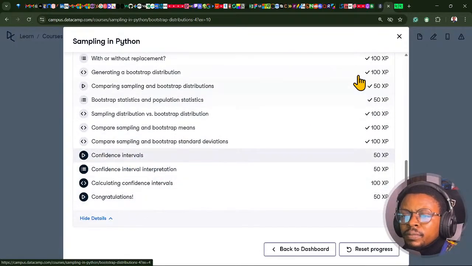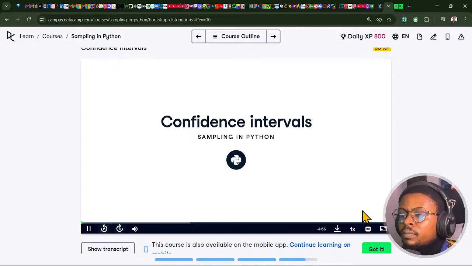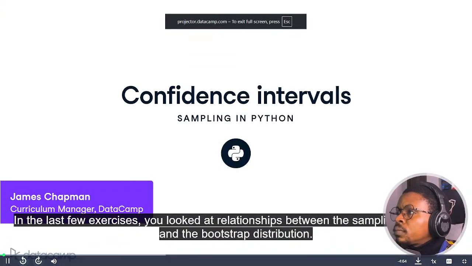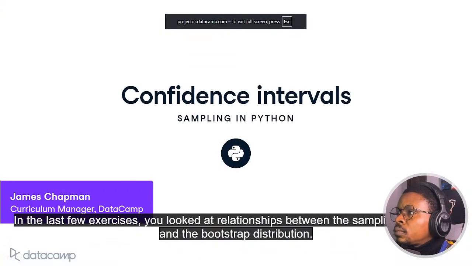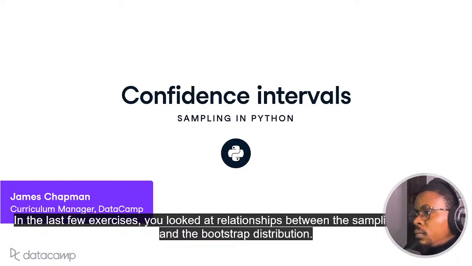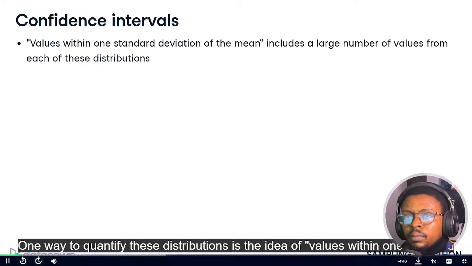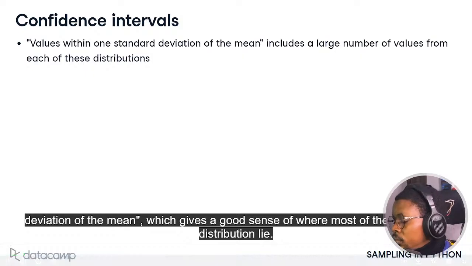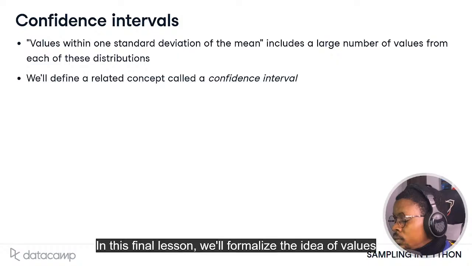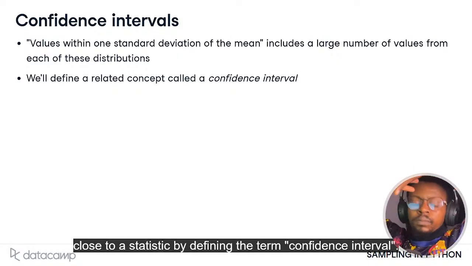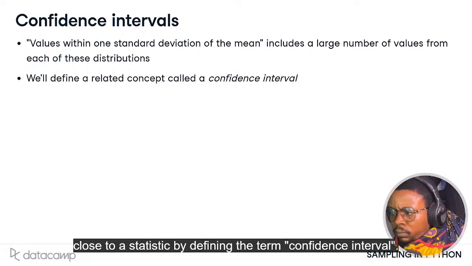Confidence intervals. In the last few exercises, you looked at relationships between the sampling distribution and the bootstrap distribution. One way to quantify these distributions is the idea of values within one standard deviation of the mean, which gives a good sense of where most of the values in the distribution lie. In this final lesson, we'll formalize the idea of values close to a statistic by defining the term confidence interval.